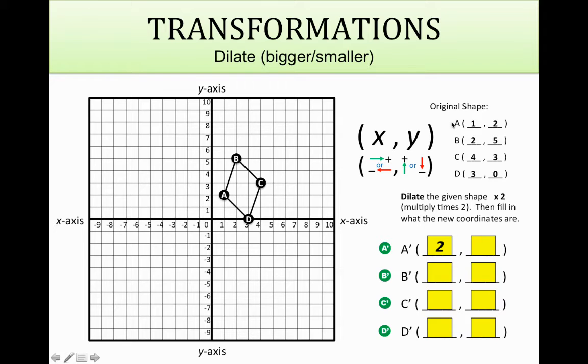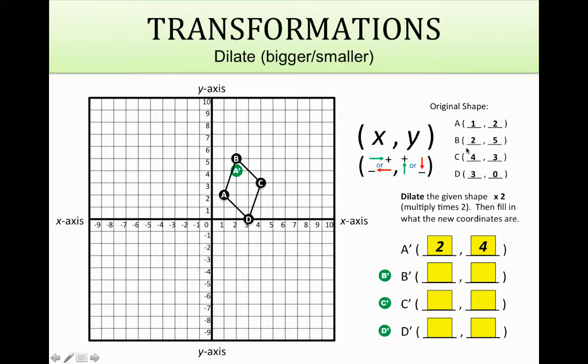Let's go back up here. This one's going to be times 2. So 2 times 2 is 4. That's going to be this number right here. And now that we have these coordinates, now we can put A prime where it's supposed to be. So we'll grab A prime, bring it over here. 2, 4 is going to be right there. So that's where A prime is going to go.